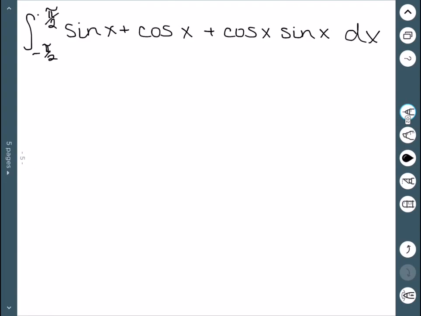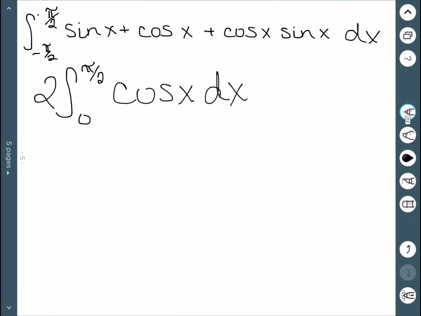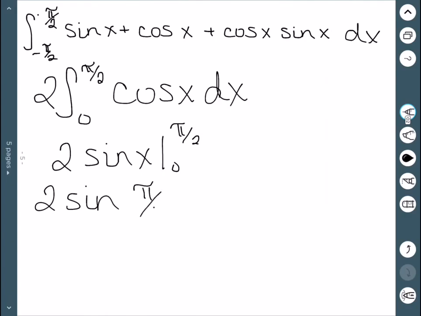Let's do one more example. Sine is an odd function, so we can ignore that since that will go to 0. Cosine is an even function. And cosine sine is also going to be an odd function. So this would be 2 times the integral of cosine, which is sine, going between 0 and pi over 2. So we have 2 sine pi over 2 minus 2 sine 0, which would just be 2.